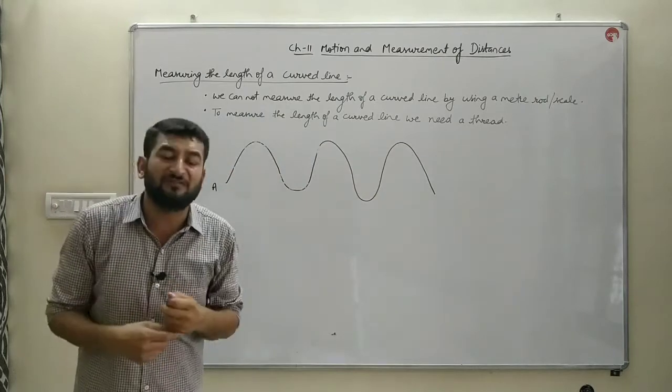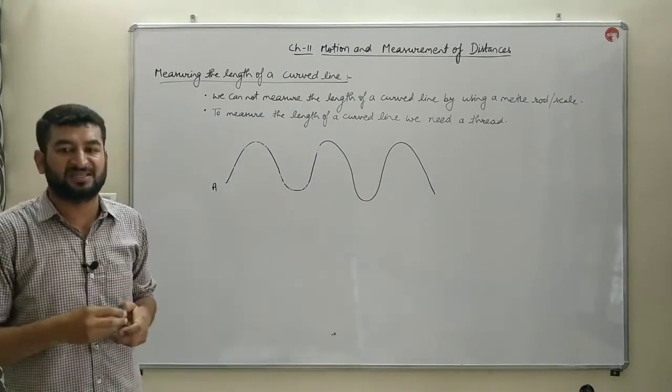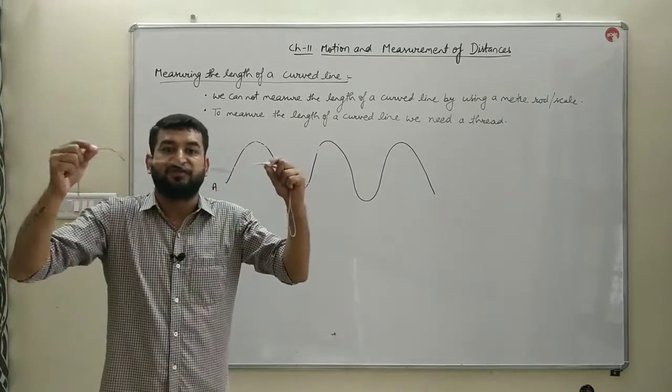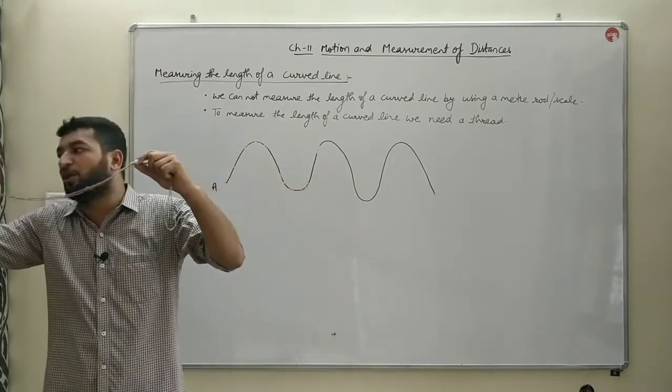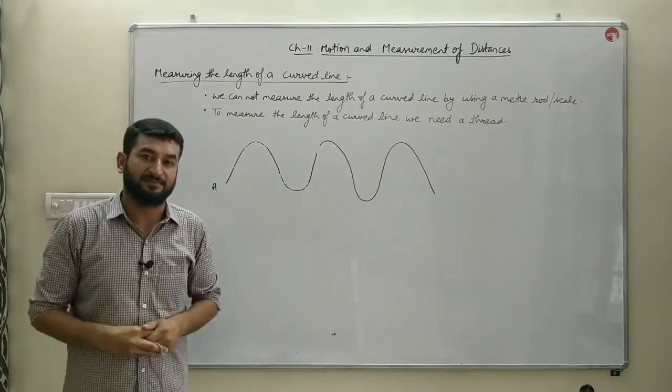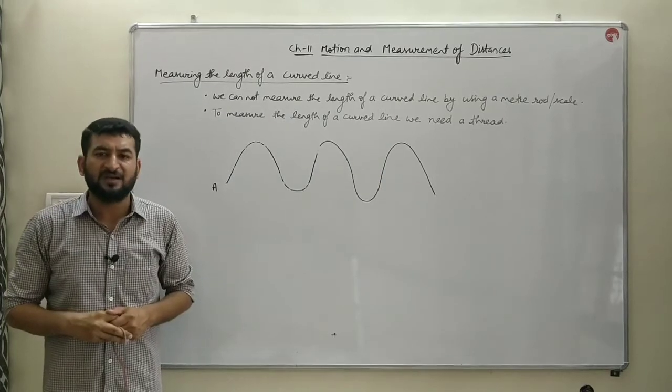So to measure a curved line, we cannot use a meter scale or a meter rod. To measure a curved line, we require a thread. First, move that thread along the curved line, then make it straight and measure its length. So this is the procedure to measure the curved line.